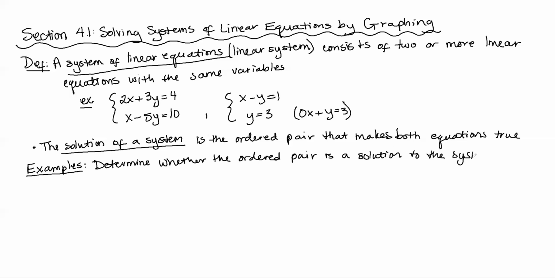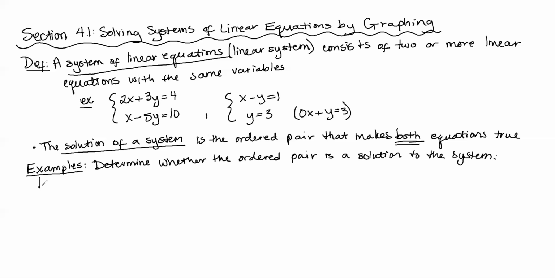And so we've seen these before. Well, we've seen something similar. We've seen the case where we're checking if an ordered pair is a solution to an equation. And so the difference here is that, remember, the solution of a system is the ordered pair that makes both equations true. So that's the key word there. We want the ordered pair to be a solution to both equations. If it's only a solution to one of them, then it's not a solution to the system as a whole. It's only a solution to an equation.